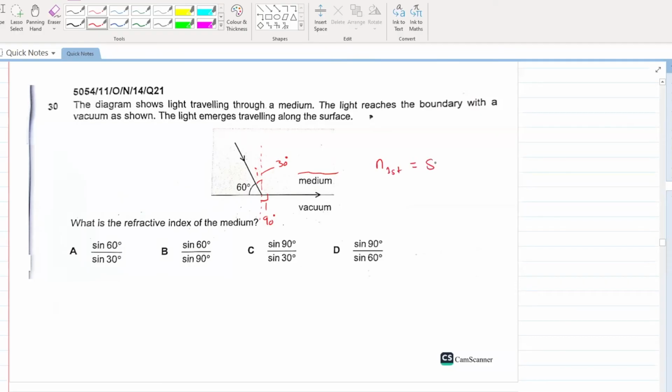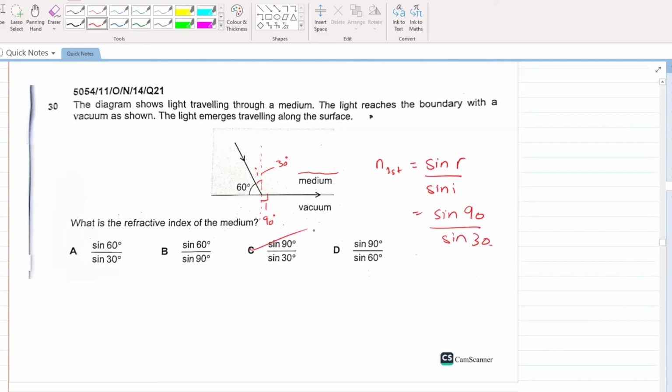You will say sine R over sine I. What is sine R? Sine of 90. What is sine I? Sine of 30. Is there any option like that? C is your answer. Simple as that.